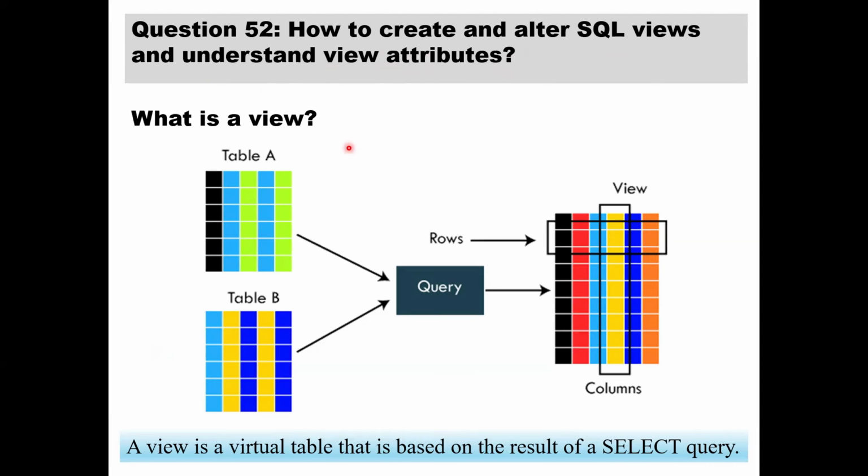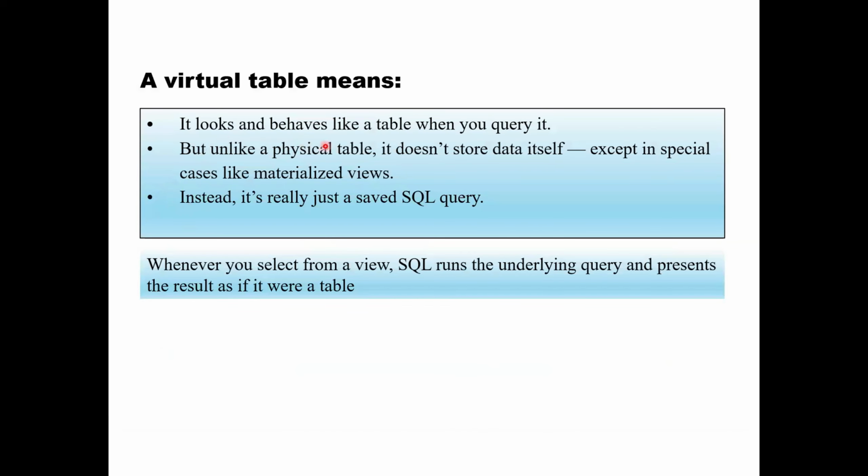What is a view? In SQL, a view is a virtual table that is based on the result of a select query. When we say a view is a virtual table, we mean it looks and behaves like a table when you query it. But unlike a physical table, it doesn't store data itself, except in special cases like materialized views. Instead, it's really just a saved SQL query. Whenever you select from a view, SQL runs the underlying query and presents the result as if it were a table.